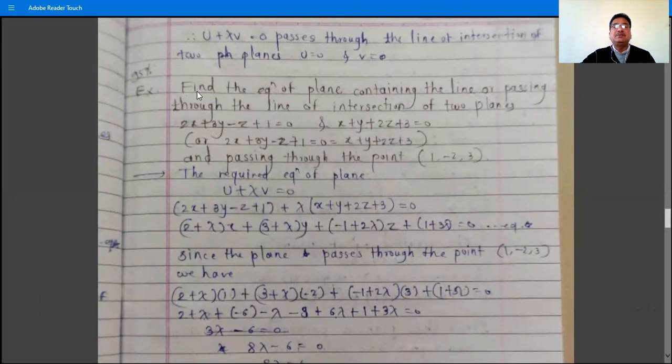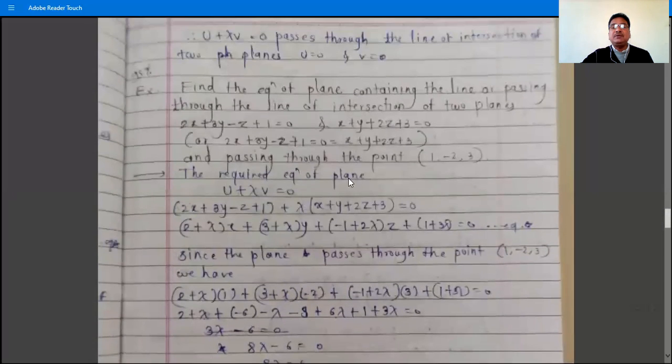So the problem is of the type: find the equation of plane containing the line or passing through the line. Both wordings are the same: containing the line or passing through the line of intersection of two planes, 2x plus 3y minus z plus 1 is equal to 0, and x plus y plus 2z plus 3 is equal to 0. And passing through this point, we have to find the equation of the plane.